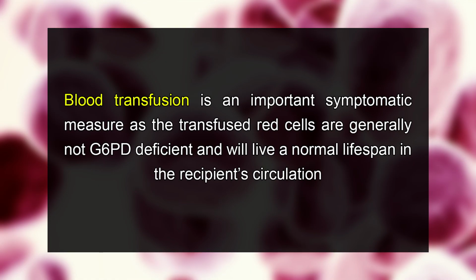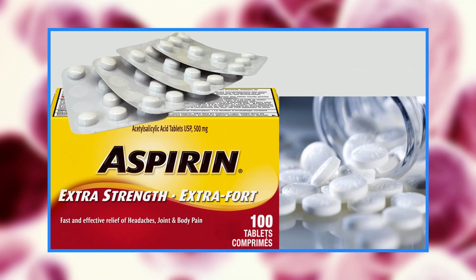Blood transfusion is an important symptomatic measure as the transfused red cells are generally not glucose 6-phosphate dehydrogenase deficient and will live a normal lifespan in the recipient's circulation. Those affected should avoid drugs such as aspirin.